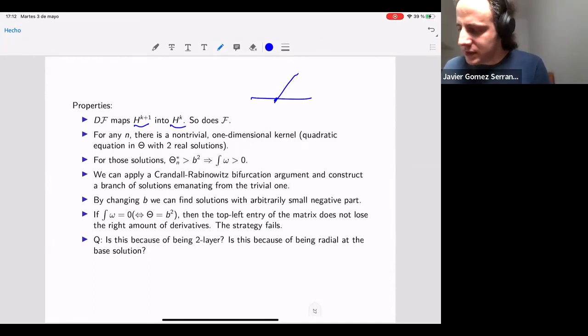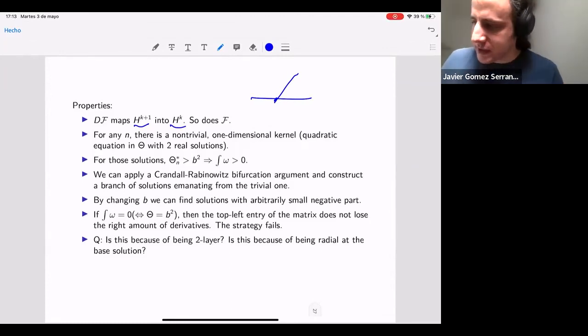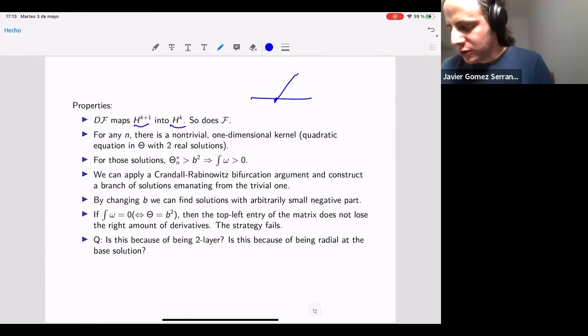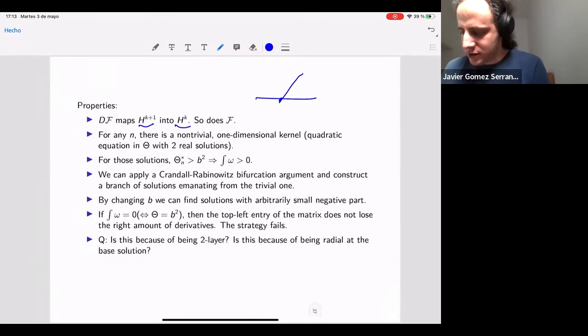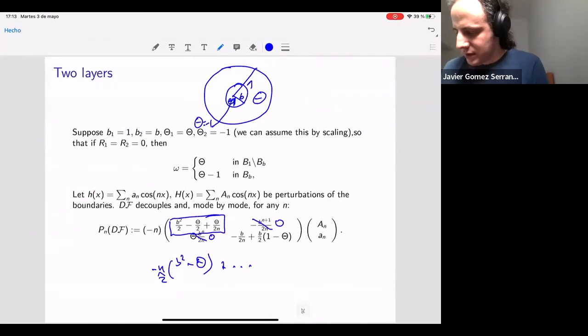Okay, so there are many of these. If we are free to change b, we can find solutions with arbitrarily small negative part. But the question here is what happens if we look for solutions with finite energy. So if we substitute, that would imply that theta is b squared. So this is a problem here because now this term becomes 0.